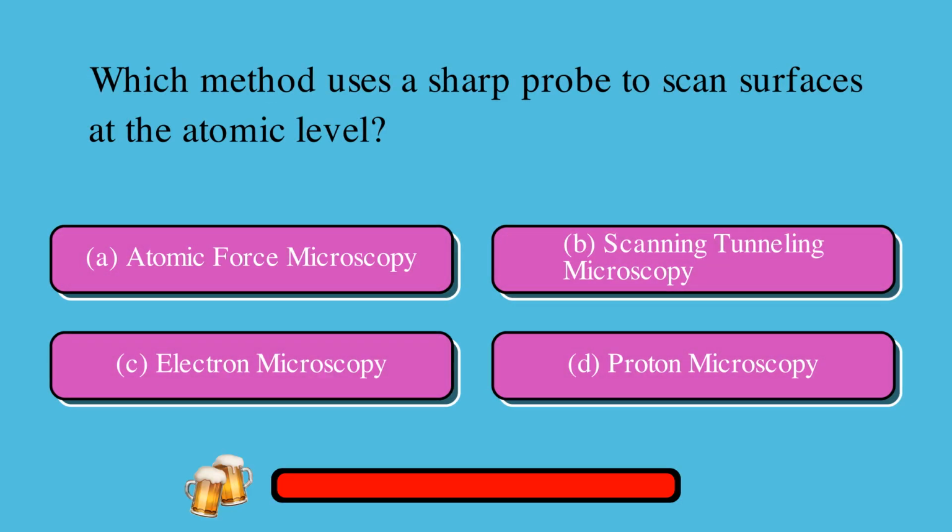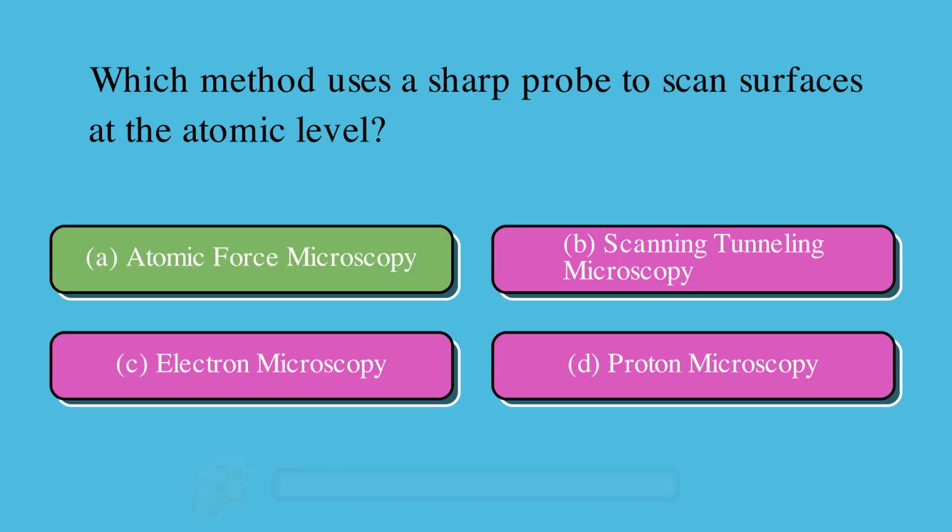Which method uses a sharp probe to scan surfaces at the atomic level? Is it A, atomic force microscopy, or B, scanning tunneling microscopy, or C, electron microscopy, or D, proton microscopy? The correct answer is A, atomic force microscopy.